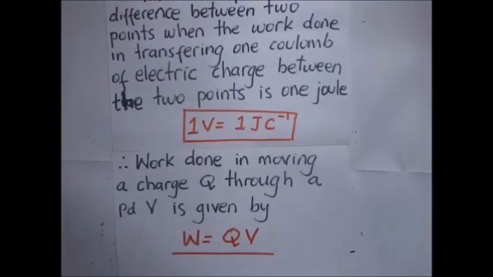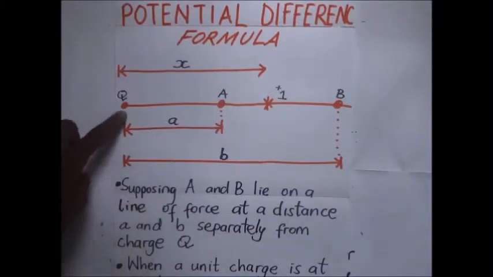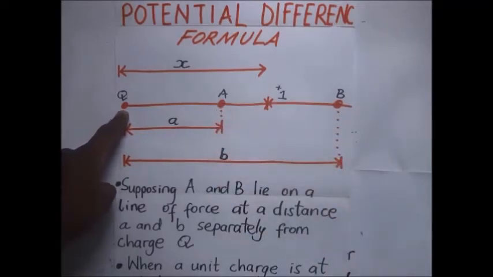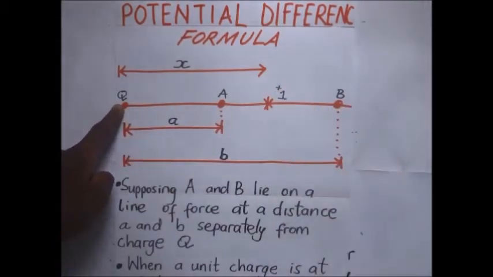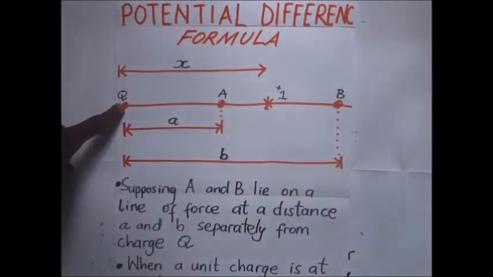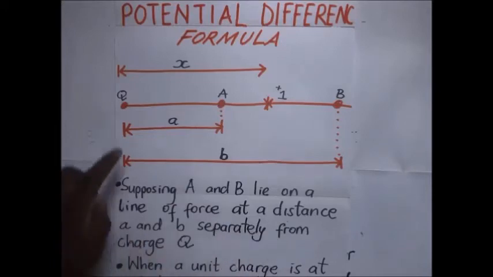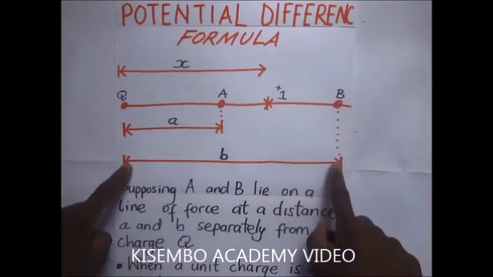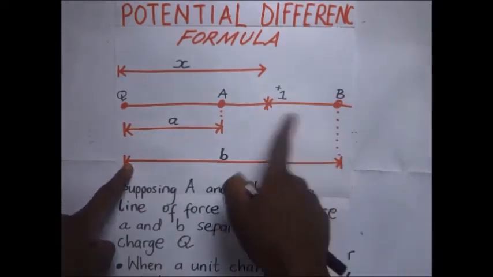So let's go ahead and derive the potential difference formula. Here we are going to consider a charge Q, and we also have 2 other test charges, A and B, lying on a line of force. The line of force is due to this charge Q. Supposing A and B lie on a line of force at distances a and b separately from charge Q, we have A lying at a distance a and B at a distance b. These are points along this line of force.